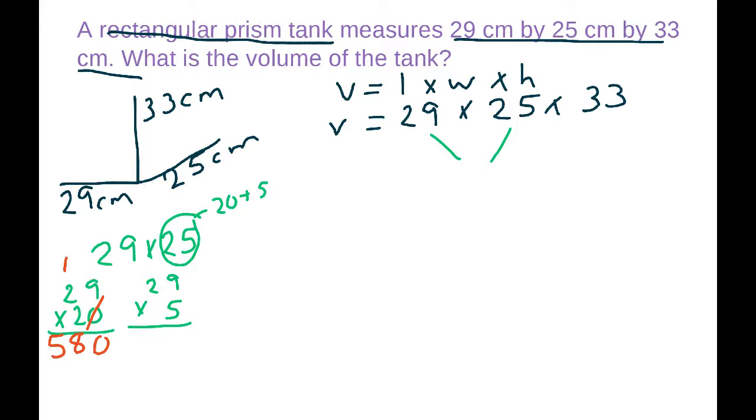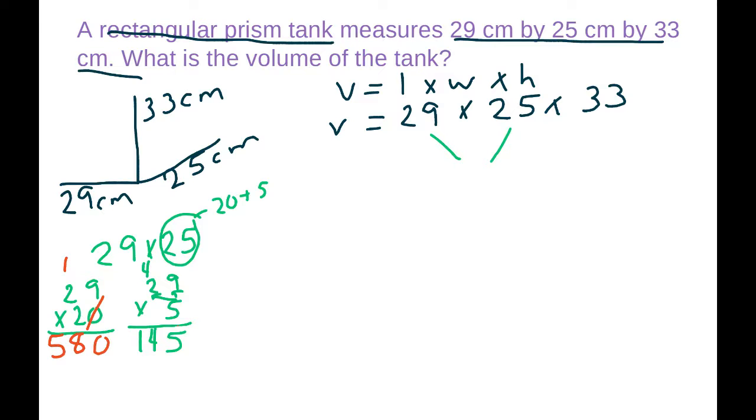All right, now I'm going to do 29 times 5. 9 times 5 is 45. I've got to write my 5 at the bottom. It's 45. Regroup. And then I've got to do 5 times 2. Remember, I'm multiplying by all the numbers up top. 5 times 2 is 10, plus 4 is 14.